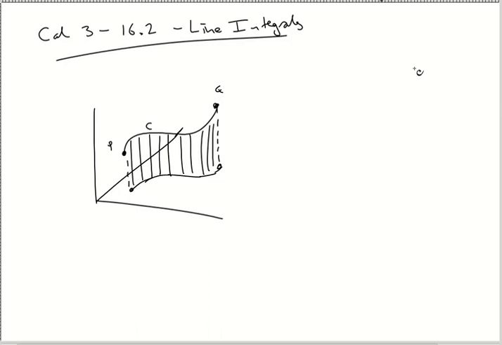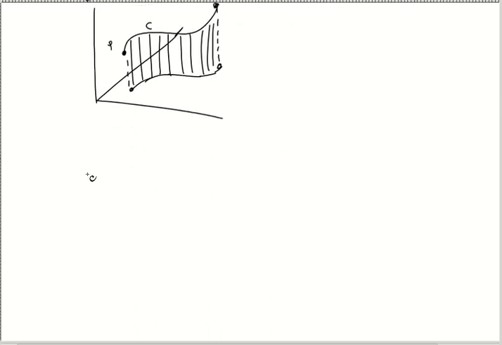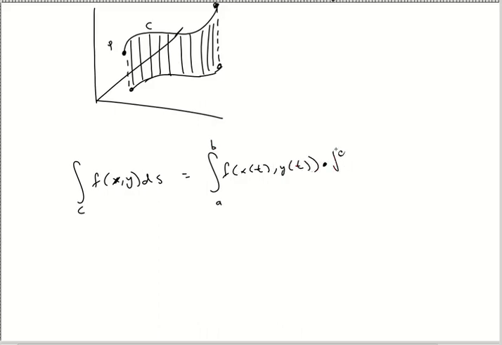Let me first give you a formula. We've got the integral over a curve C of f of x, y ds is equal to the integral from a to b of f of x of t, y of t, times the square root of x prime squared plus y prime squared dt.